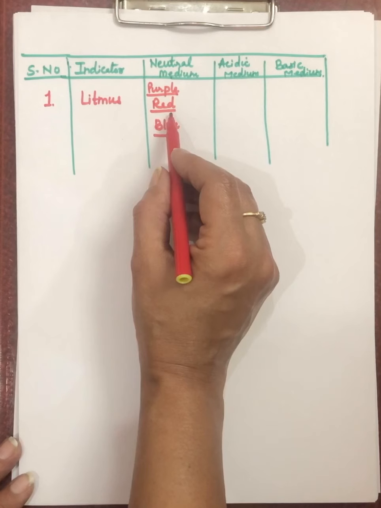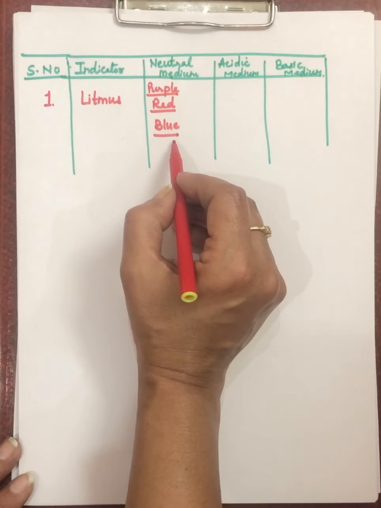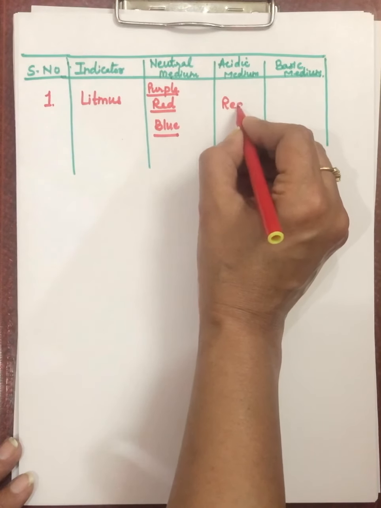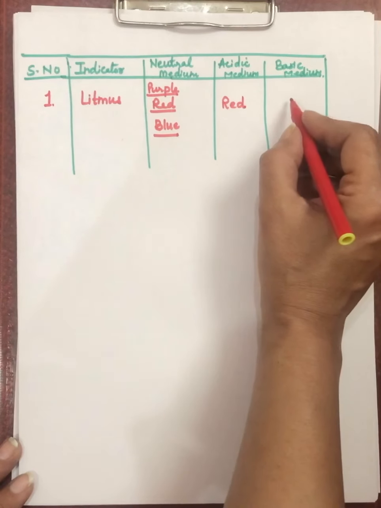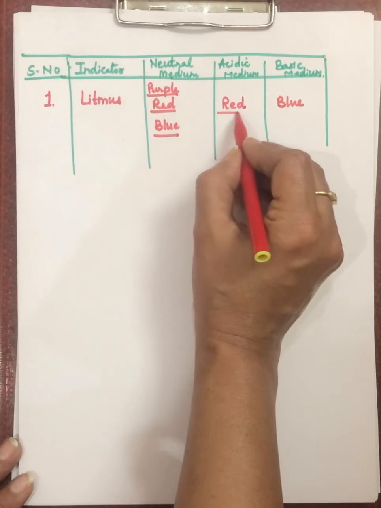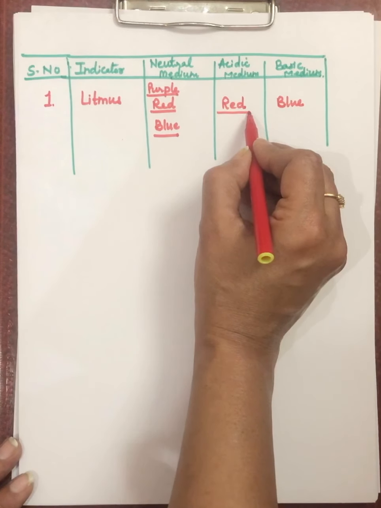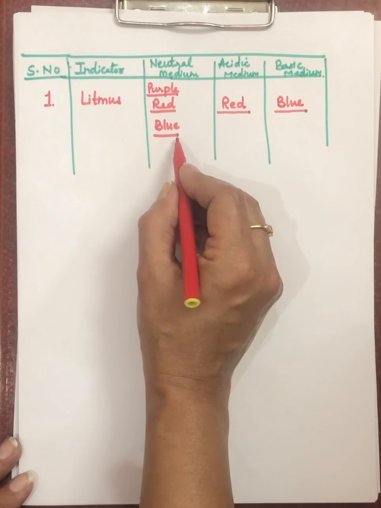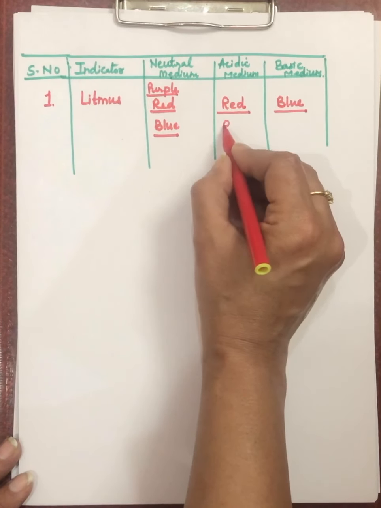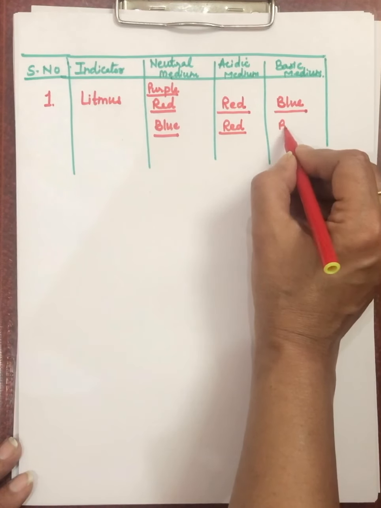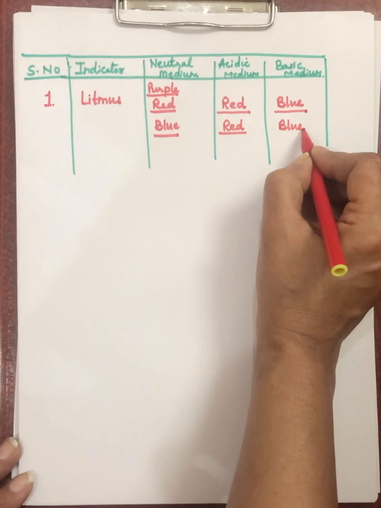So there are two litmus, one is red litmus, another is blue litmus. When red litmus is added to acidic medium, there is no change, it will remain red. But when it is added to basic medium, its color will change to blue. So if it remains red, we know the solution is acid. And if the red one changes to blue, the solution is a base. Now, if blue litmus is added to an acid, its color will become red. And when added to basic medium, its color remains blue.